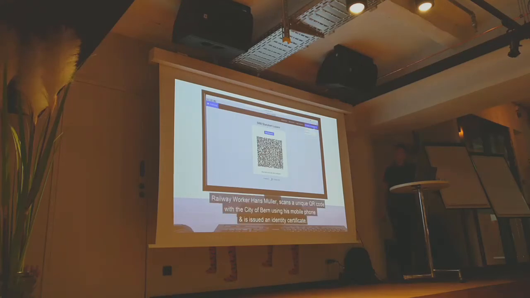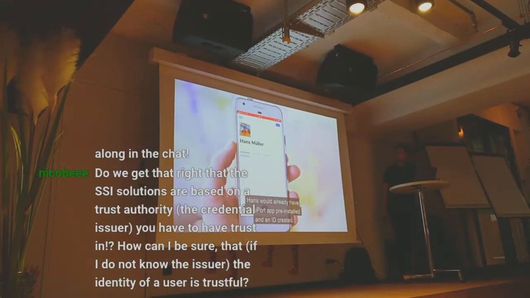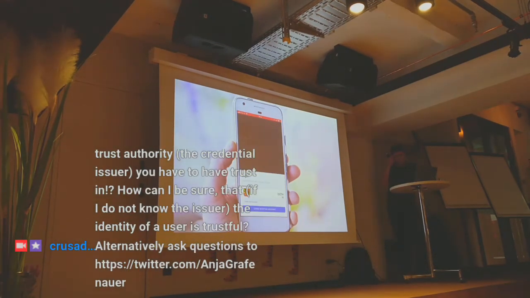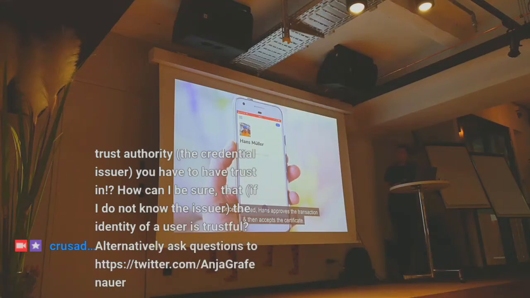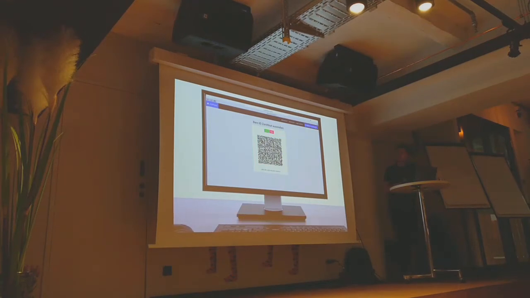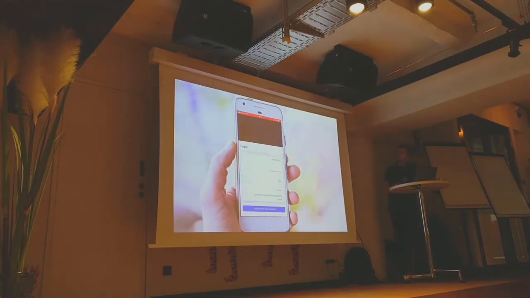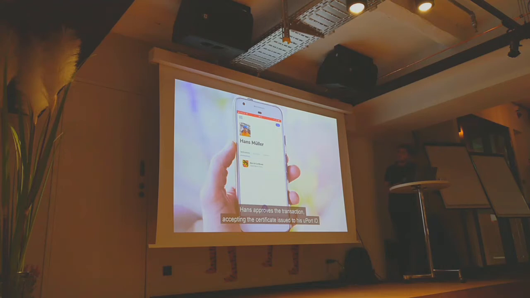Railway worker Hans Muller scans a unique QR code of the city of Bern using his mobile phone and is issued an identity certificate. Hans will already have the uPort app pre-installed and an ID created. One scan, Hans approves the transaction and then accepts the certificate. This digitally certifies his credentials on the Ethereum blockchain. Similarly, to attain his ID certificate, the railway QR code is then scanned. Hans approves the transaction, accepting the certificate, issued to his uPort ID. In this case, the certification proves Hans is qualified for the work.